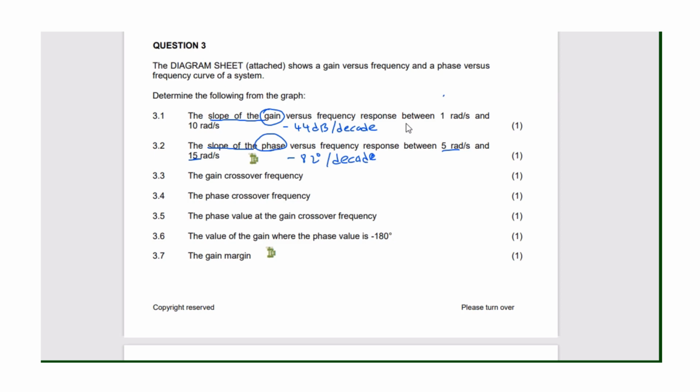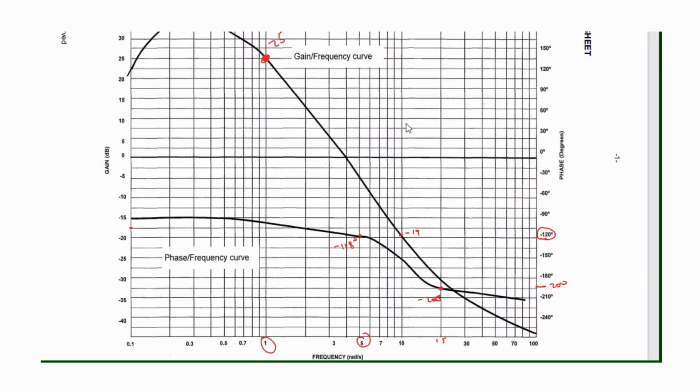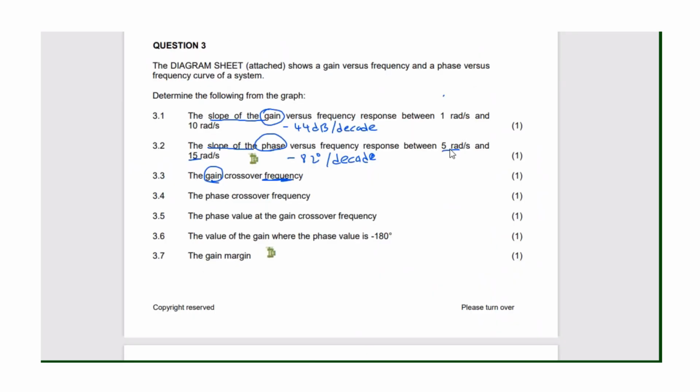Now the gain crossover frequency. Remember, frequency when gain is 0 decibels. So let's go. Here's 0 decibels. Here's frequency. Here it's exactly on this line, which is what? 4 rad per second. This is 4 rad per second.